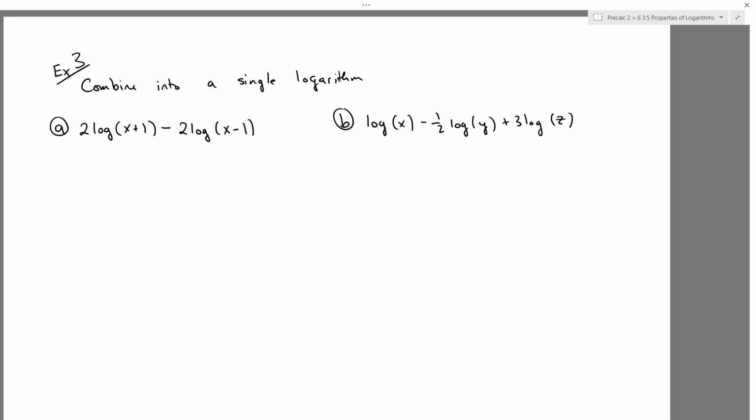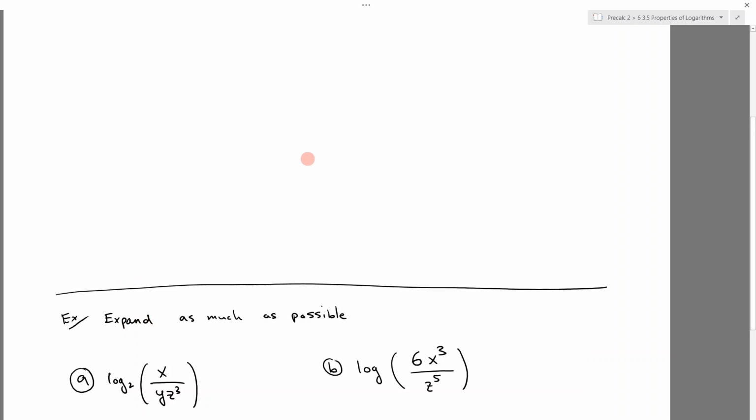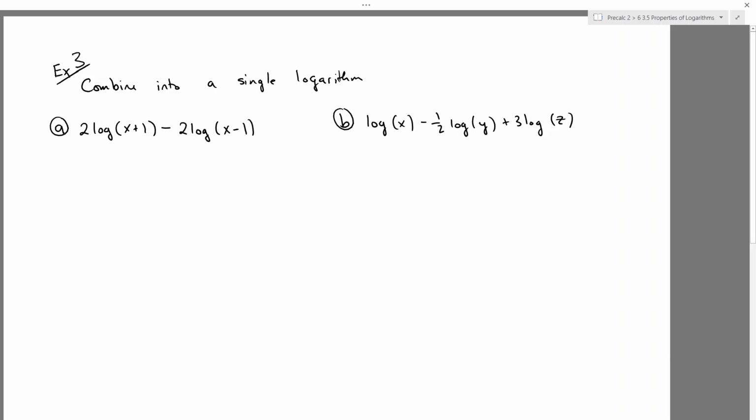Okay, on this page we continue with more problems where we're either combining logs or we're expanding logs. So first let's combine these examples. They're both the common logarithm here, so they combine to the common logarithm.